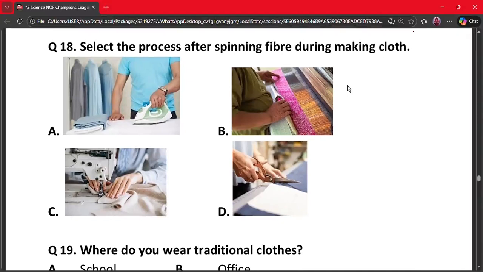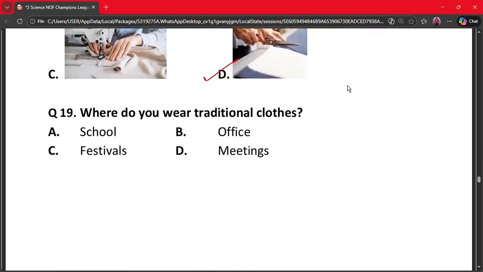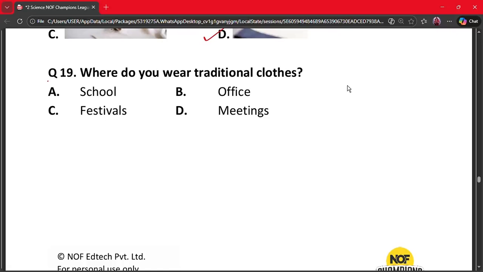Moving on to the next question, that is question number 18. Select the process after spinning fiber during making cloth. Option A, option B, option C, or option D. The correct answer is option D, that is cutting. You cut after spinning.